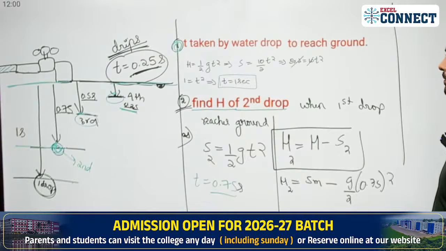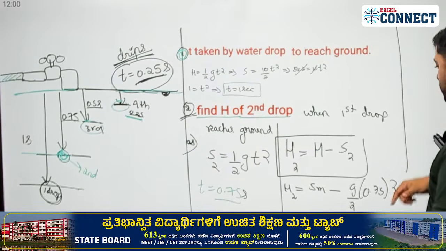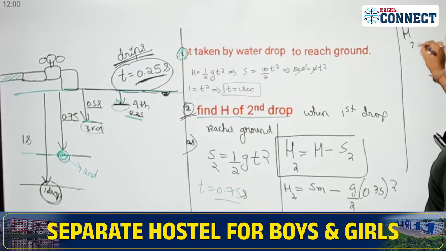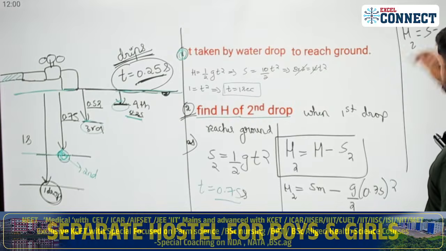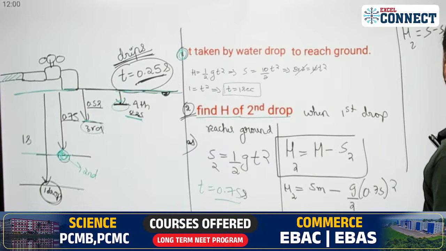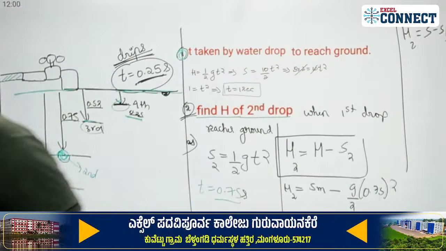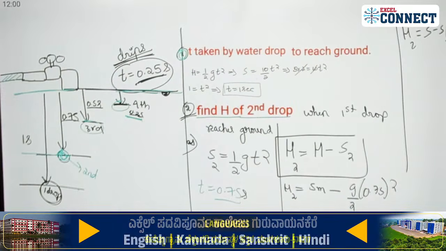Let us solve this. What is h2 value? This is 5 minus, what is g by 2? G by 2 is 5 into 0.75 whole square. Solve this and tell me what will be the answer.